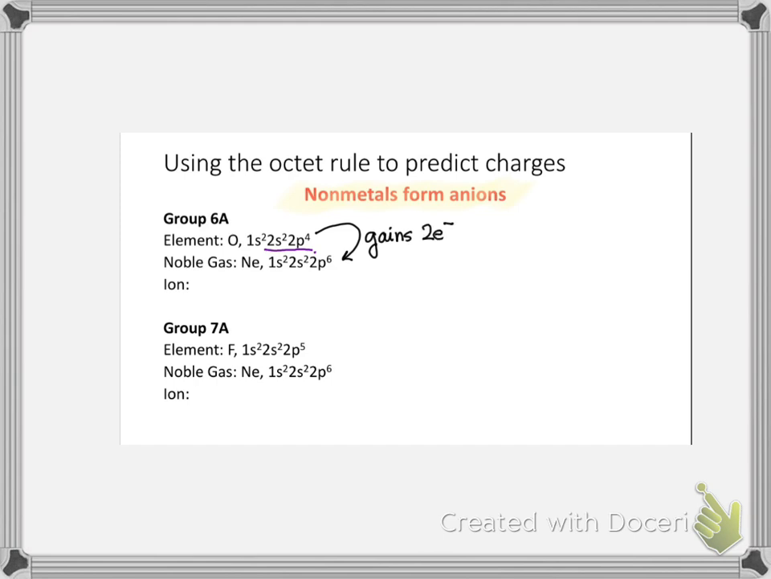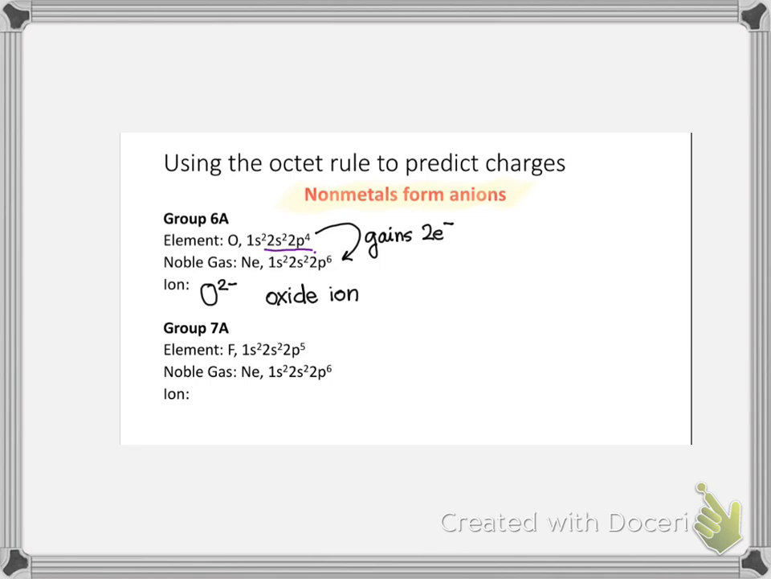And so oxygen will gain 2 electrons, so it has the same electron configuration as neon, and it becomes O2 negative. And remember, for the negative ions, you change the ending of the element name to ide, I-D-E. So that's the oxide ion.